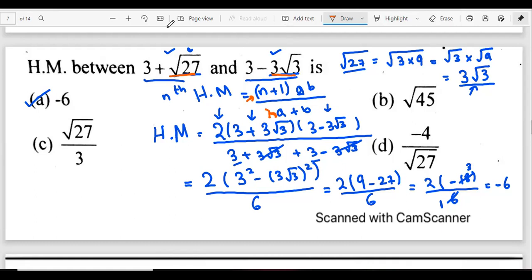No, which formula do you want to use? 2ab over a plus b. Yeah, exactly. But that would work for this case only, right?